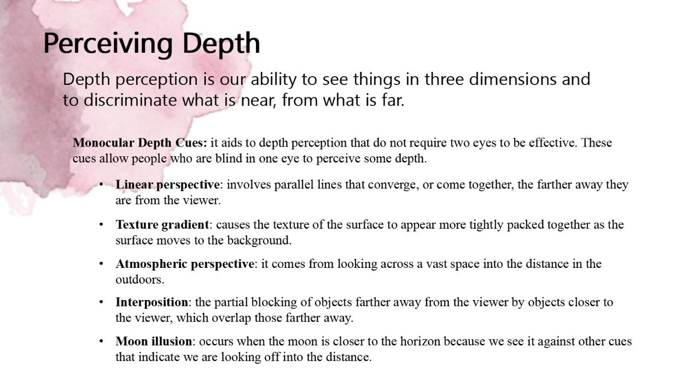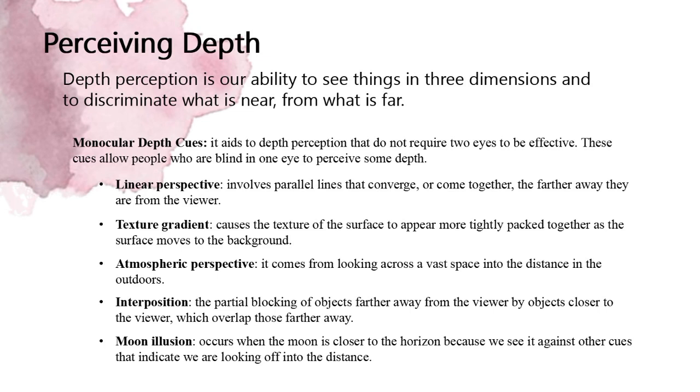Linear perspective involves parallel lines that converge or come together the farther away they are from the viewer. Texture gradient causes the texture of the surface to appear more tightly packed together as the surface moves to the background. Atmospheric perspective. It comes from looking across a vast space into the distance in the outdoors.